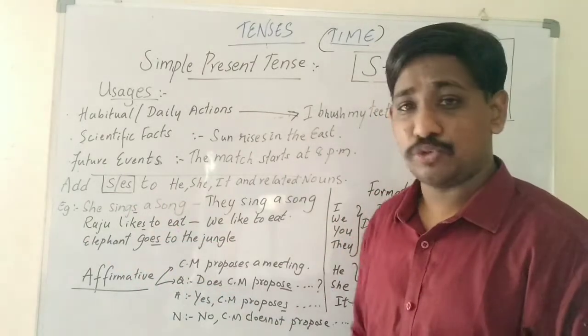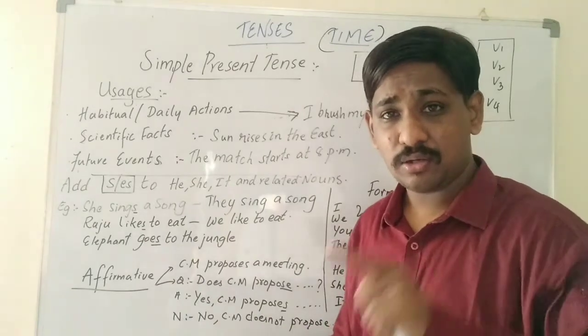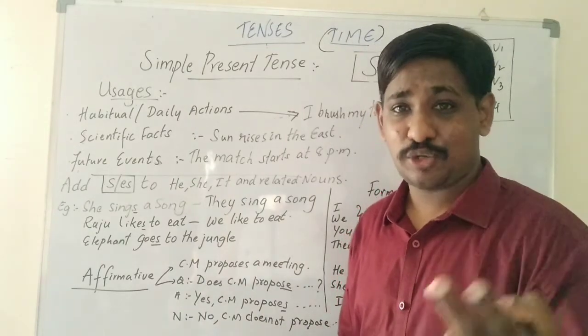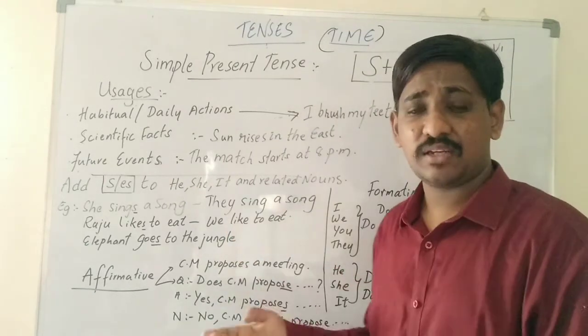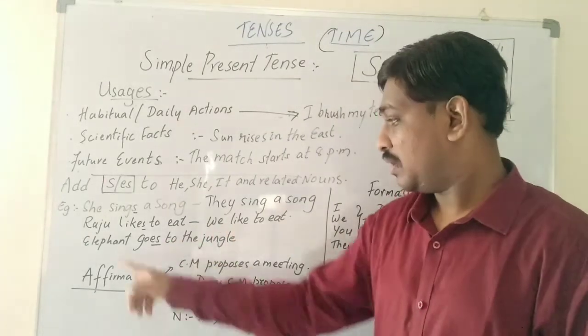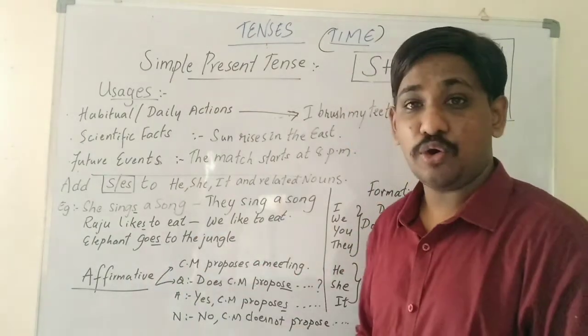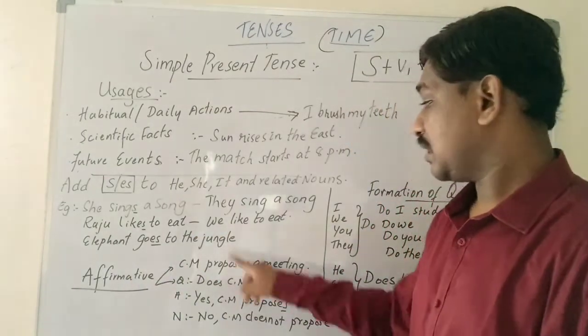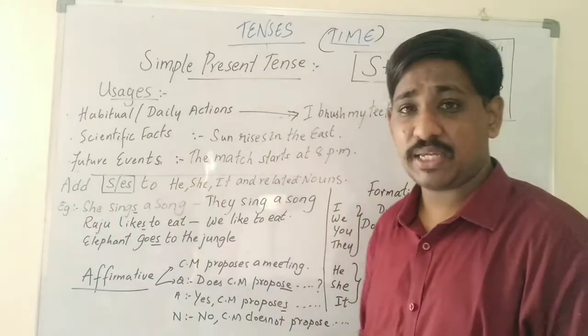For singulars, the exception is I. Second one, Raju. Raju is single, so "Raju like to eat" is wrong. "Raju likes to eat" is correct. "We like to eat" is correct, because we is plural, many. Elephant goes. See here, you added es: go, es. Elephant goes to the jungle. So you add s or es.